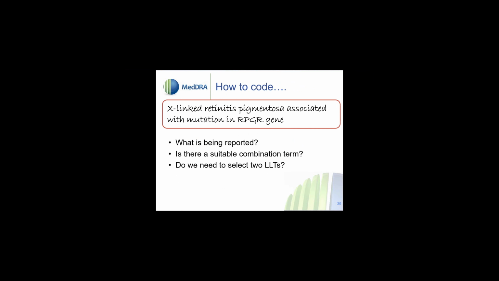An X-linked retinitis pigmentosa that is associated with a mutation in the RPGR gene is reported. Now, what is being reported here and what needs to be captured? Can we find a suitable combination term, or do we have to split code? How can we approach this verbatim here?